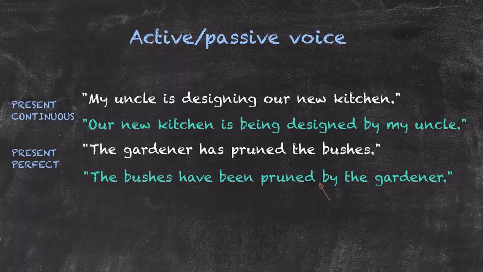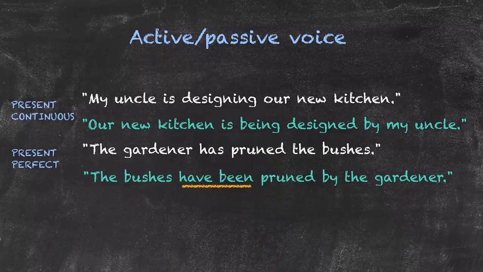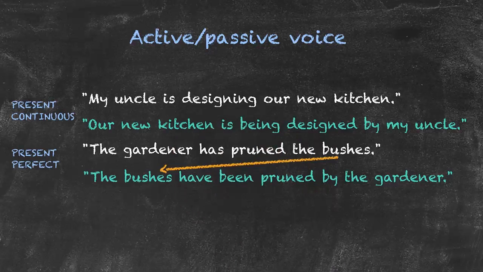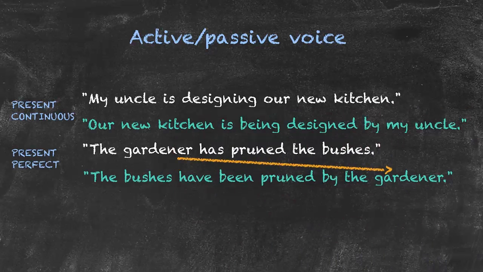Again, it's the same tense, the present perfect, with have been. The main verb has switched to the past participle form, the object of the sentence has gone into the subject position, and the original subject has been added at the end.